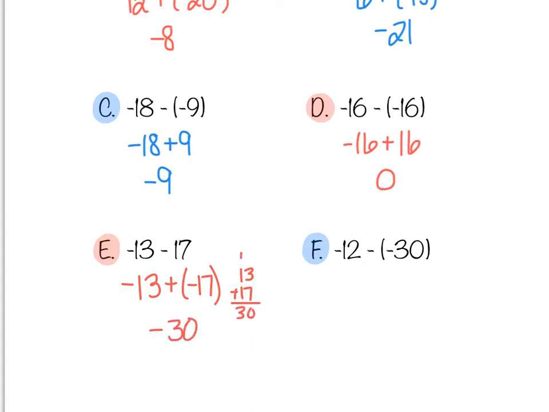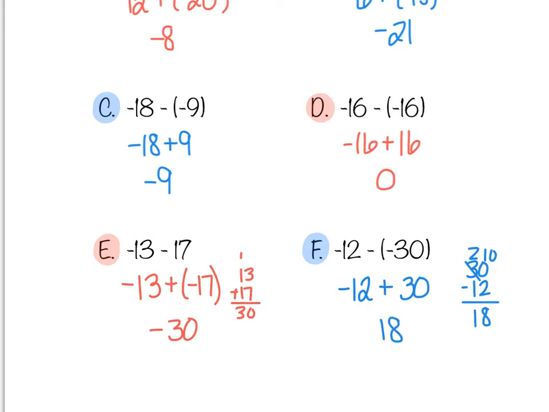And then for example F, we can rewrite this as negative 12. We're going to keep the first number. We're going to rewrite it as addition, and we're going to take the opposite of the second number so that it is positive 30. We have different signs, so we're going to subtract. And when you subtract, you're going to get 18. And we're going to keep the sign of the larger number, which is positive, so positive 18.